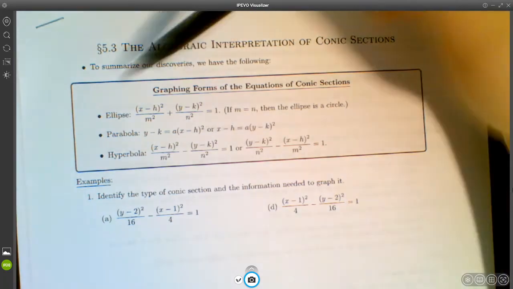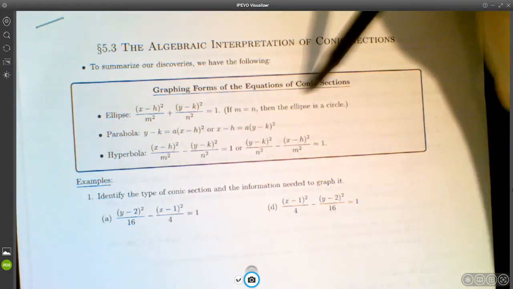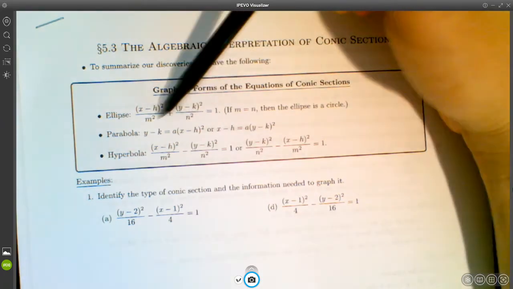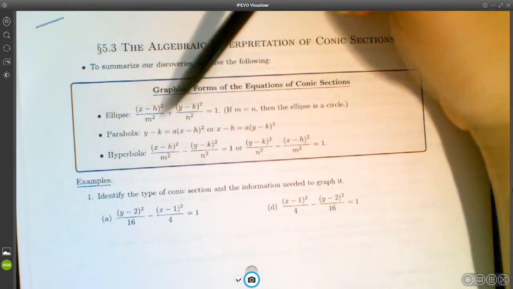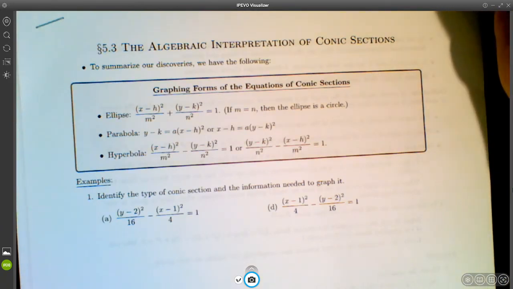One more thing about ellipses, because you might notice that, wait, where are circles on this list? Well, a circle is just a special kind of ellipse, right? A circle is an ellipse where these two denominators are the same number. And if they're the same number, then you can multiply through by that number to just get the equation for the circle that we're used to seeing, okay?